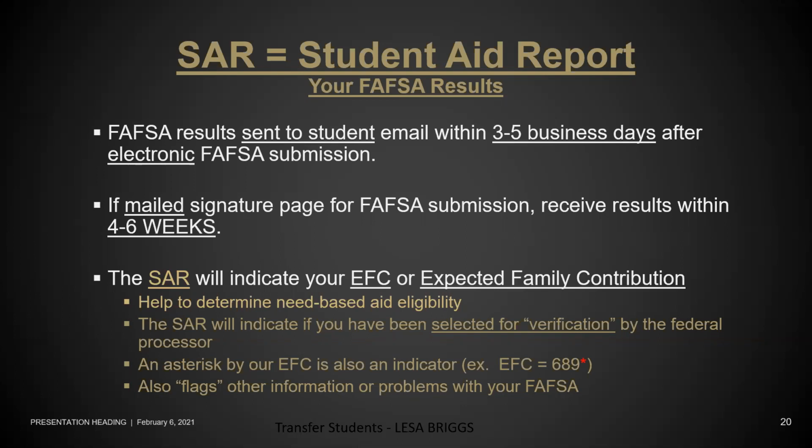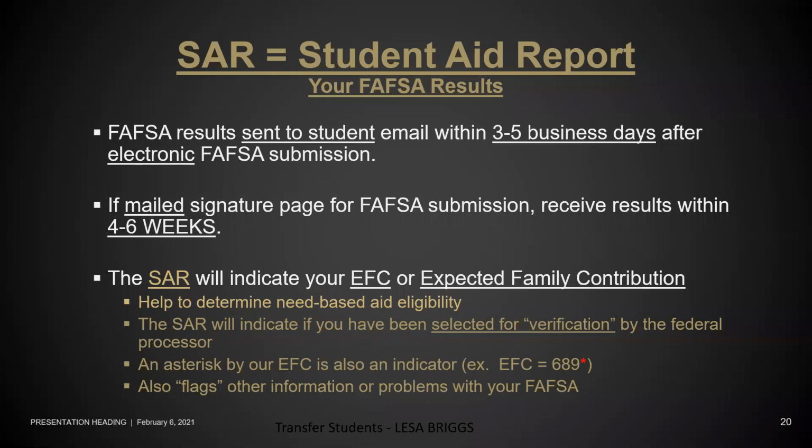So the student aid report also indicates what your expected contribution is, or your EFC. And that's what the financial aid office will use to help determine how needy a student is and the type of aid that could be awarded to that student. The student aid report also indicates if you've been selected for a process called verification. And I'll go into a little more detail about what verification is. If you're looking at your student aid report, next to your EFC, and there's an asterisk by your EFC number here, that means that you've been selected for verification.